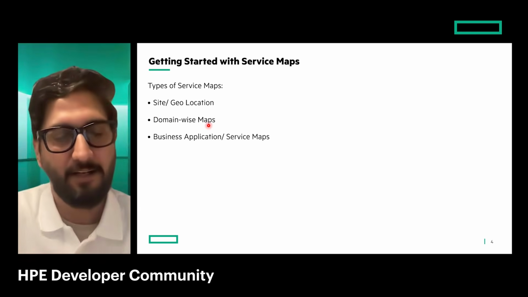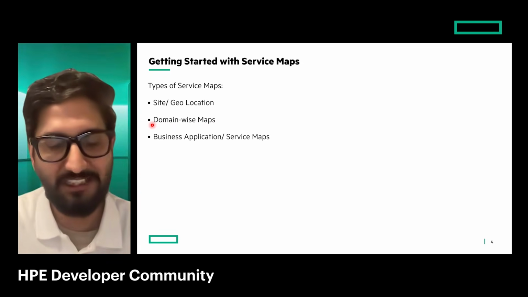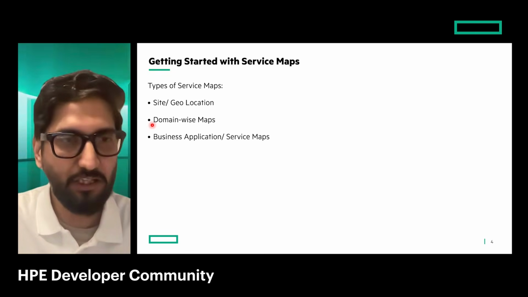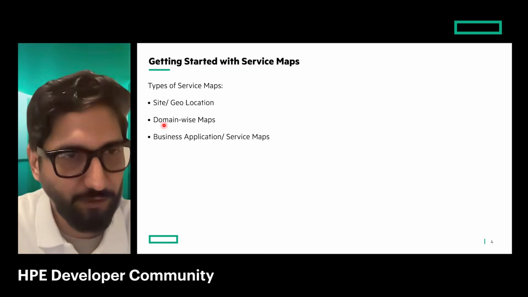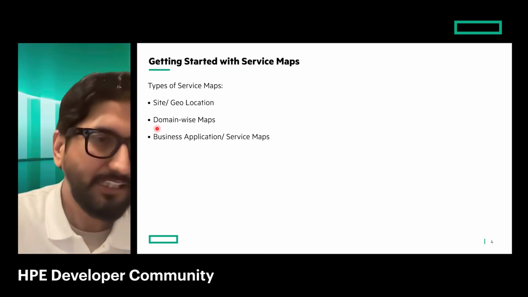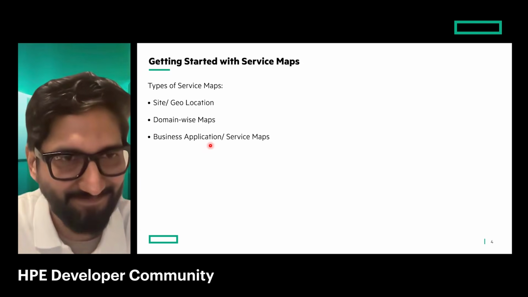Next is our domain-wise service maps. Now, if a lead of a Wintel tower, as we call it, or a VMware tower, likes to see their entire estate of all the VMs across the globe, a service map can be built for them. And the distinctive feature, which is our business or application service maps, right?